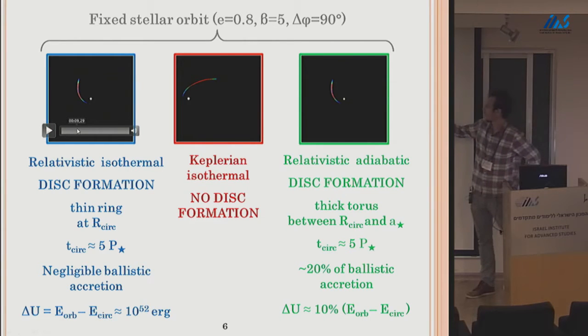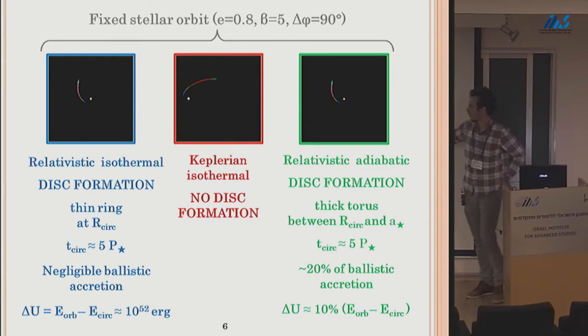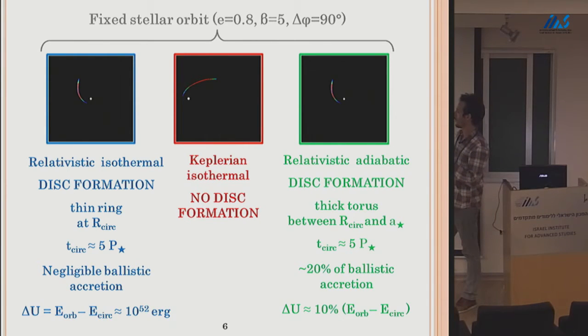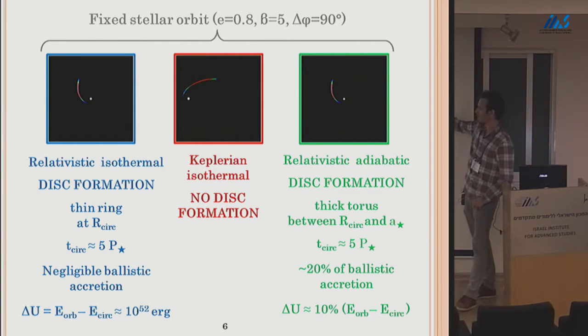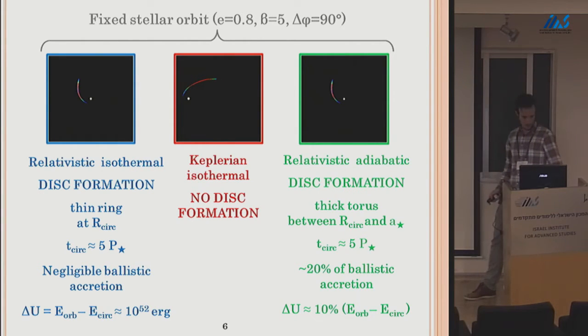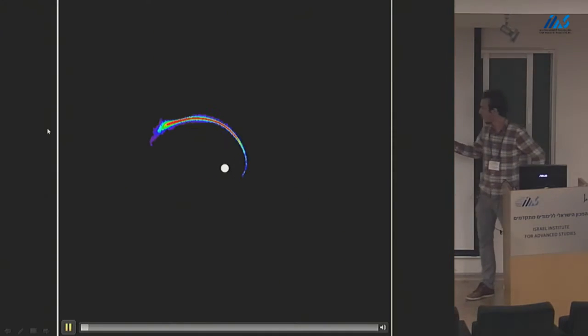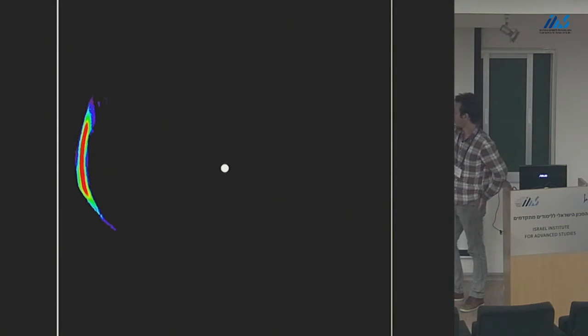Starting from a fixed stellar orbit of an eccentricity of 0.8 and penetration factor of 5, which means that the pericenter distance is 5 times smaller than the tidal radius. And in this case, the apsidal precession angle is very high, is of order 90 degrees. And this you will see in the movies. So first I will begin by using an efficient cooling. In this case, this is the gas and this is the black hole.